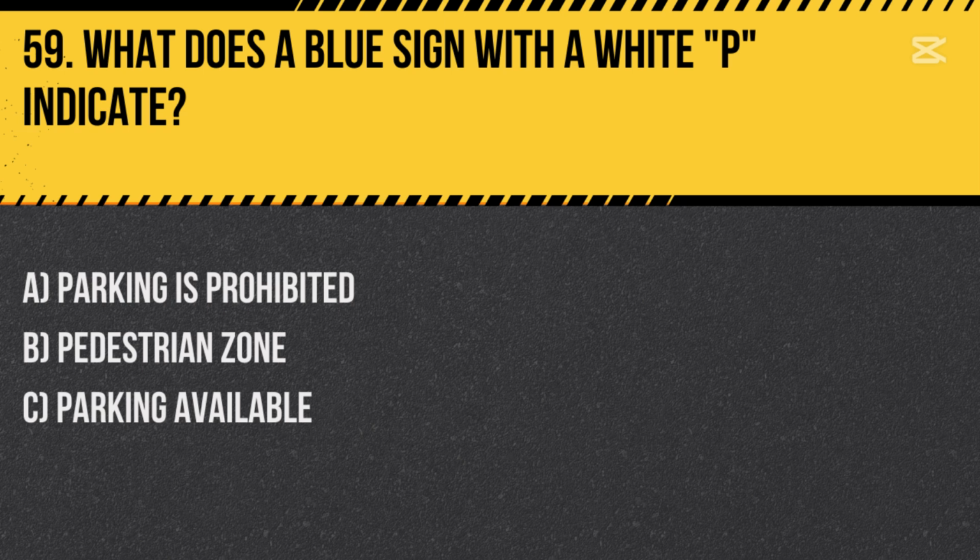Question 59. What does a blue sign with a white P indicate? A. Parking is prohibited. B. Pedestrian zone. C. Parking available. Answer C. Parking available. Blue signs with a white P typically mark parking areas, guiding drivers to available parking spaces.